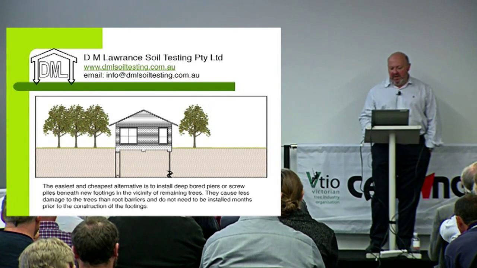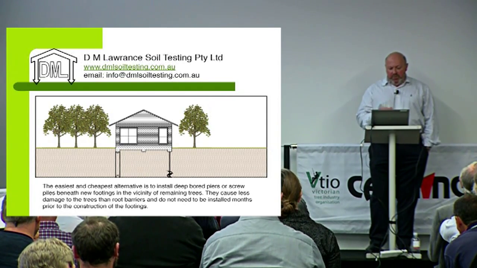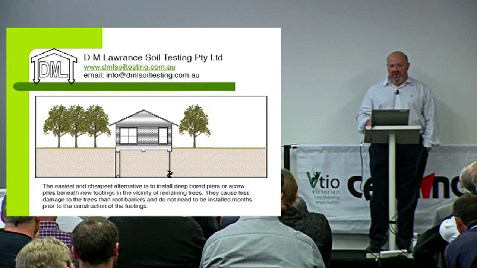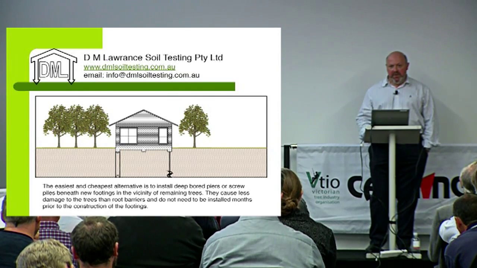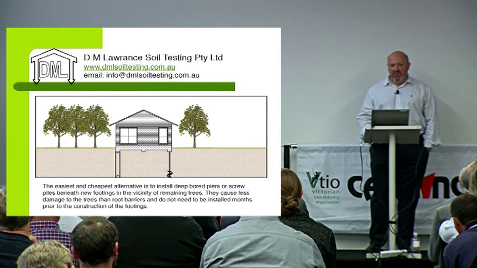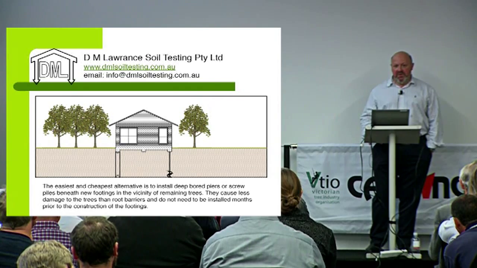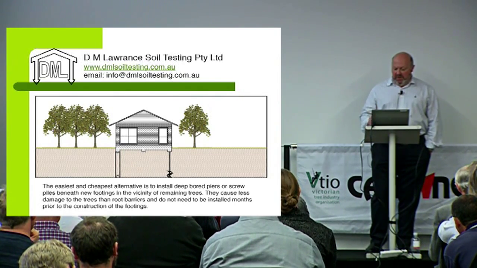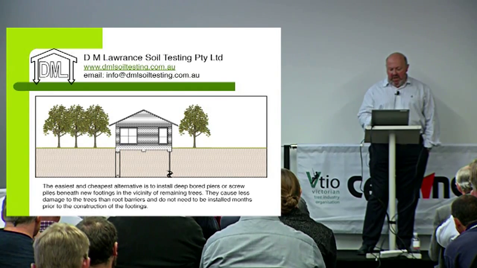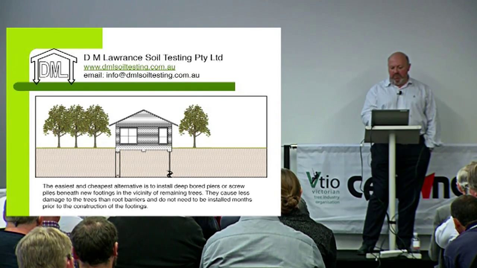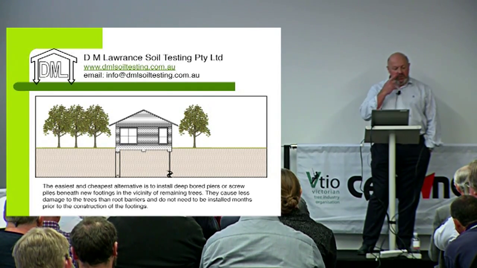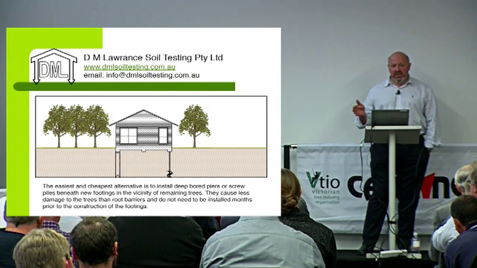And the cost of bored piers for a tree, you're talking maybe 8 or 10 piers that you might need. It's $2,000. Do you know what I mean? Cheaper than a root barrier, doesn't hurt the tree, and the house is permanently rectified. The only issue with it is that you can get differential movement between the section where you've got piers or screw piles and the non-piered section.